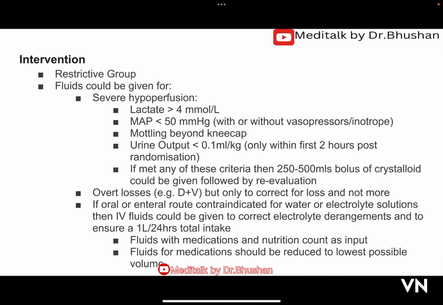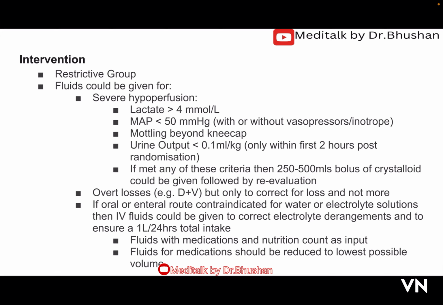Intervention for this group. Restrictive group: fluid could be given for severe hypoperfusion, defined as lactate more than 4 millimole, MAP less than 50 mmHg with or without vasopressor or inotropes, mottling beyond the kneecap, or urine output less than 0.1 ml per kg, only within the first 2 hours post randomization. If any of these criteria were met, then a 250 to 500 ml bolus of crystalloid could be given, followed by re-evaluation.